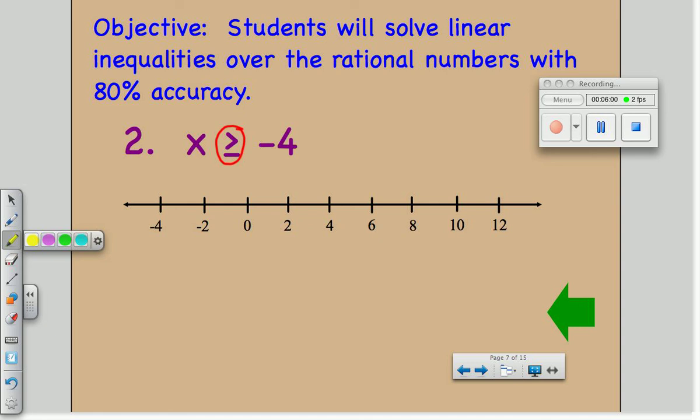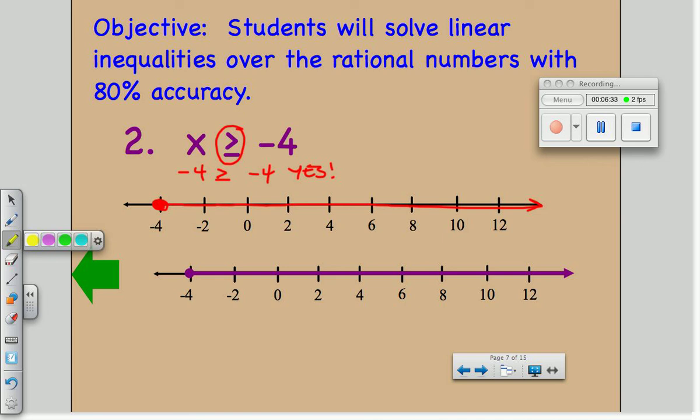-4 is here. I bubble it in because could I say that -4 is greater than or equal to -4? Yes, I could say that. So -4 is a possible solution, yes. So I bubble it in. Now where are the numbers that are greater than that? The numbers that are greater than -4 are this way. So this is the way I'm going to go. Okay? So there's your answer here.